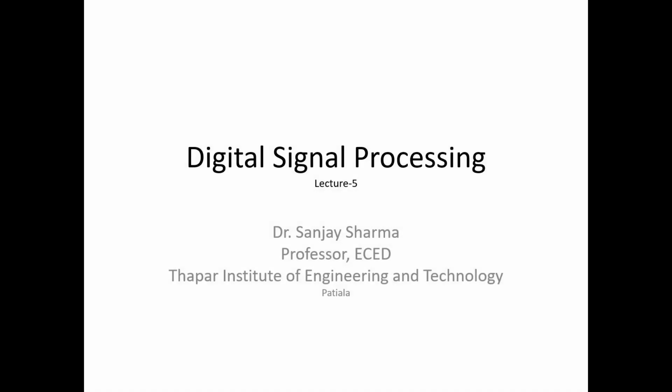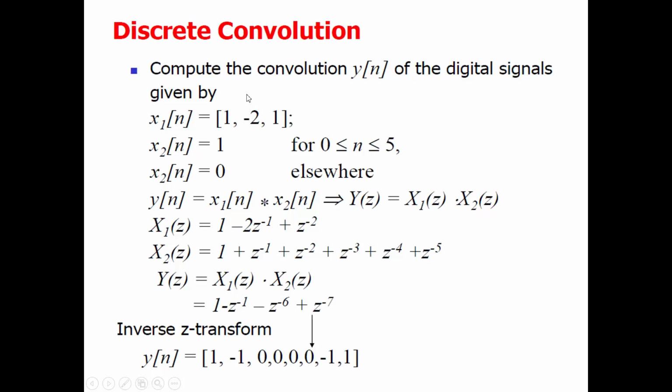Hello everyone. In lecture 5, let us talk about the discrete convolution. In this example, we have to compute the convolution y[n] of the digital signals given by. So x1[n] is one sequence which is given by 1, -2, 1. x2[n] is another sequence. It is 1 for n from 0 to 5 and 0 otherwise.